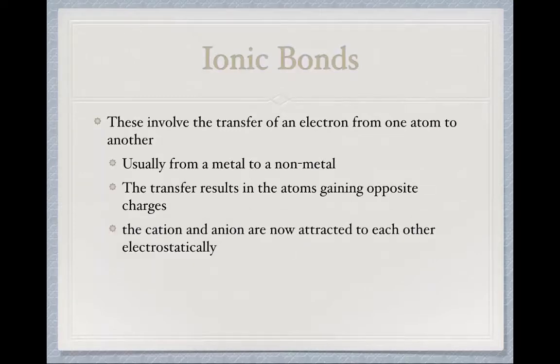So we have a cation and an anion, and they are attracted to each other through that electrostatic attraction, or through Coulomb's law. And this is what we call an ionic bond, that plus-minus electrostatic attraction.